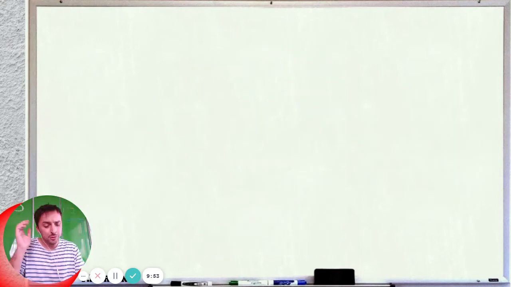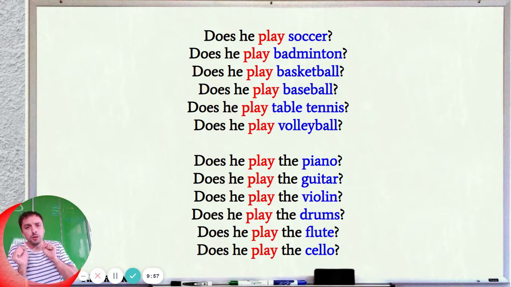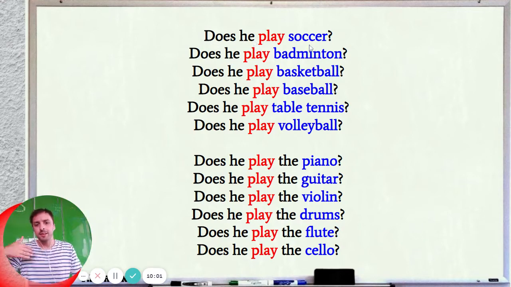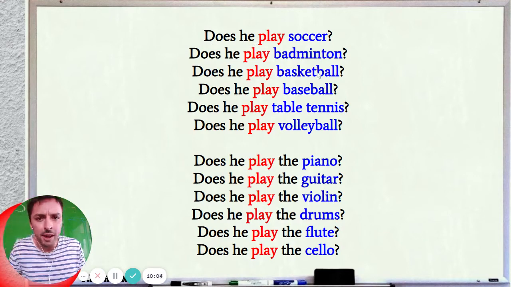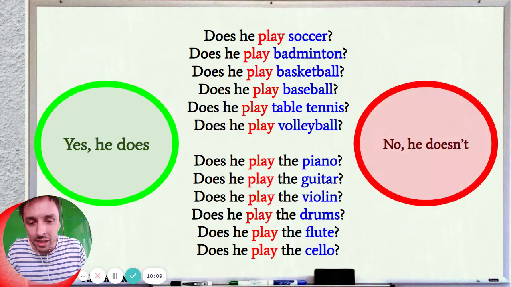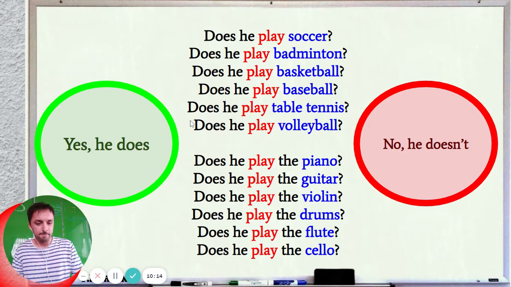Okay, let's look at the next one. So remember, we can just change it. We take out do you, and we put in does he. Does he play soccer? Does he play badminton? Does he play basketball? Does he play volleyball? Yes, he does. No, he doesn't. Okay, remember, these are your two answers if it's he.